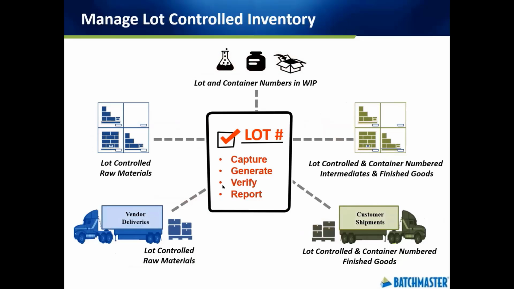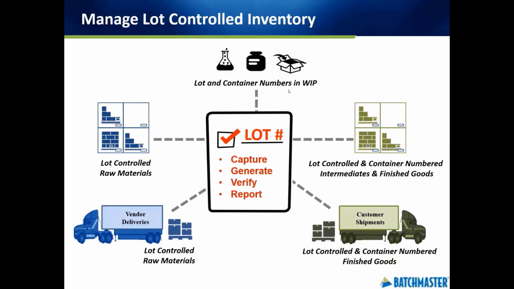Now that's all available because we have comprehensive lot control capabilities. And what that means is capturing the vendor lot number at the time of receipt, cross-referencing it to an auto-generated internal lot number. From that point on, when we put it away and pull it into WIP, we always want to capture it and validate it.